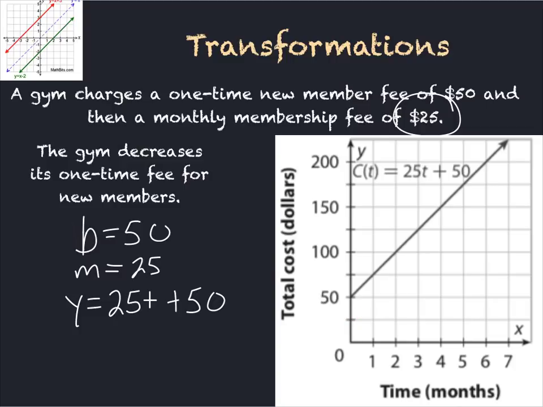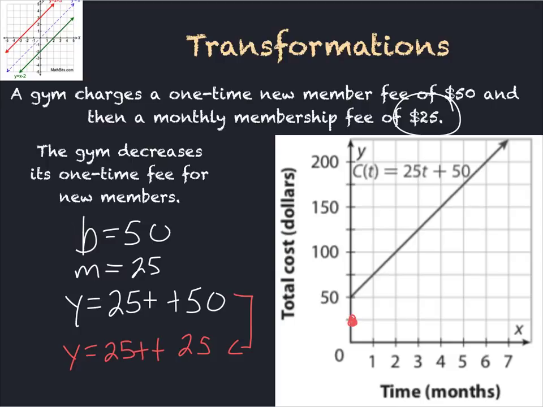Well, what are we doing when we decrease our membership fee to $25? We are decreasing the y-intercept. We are subtracting 25 from the y-intercept. So what do you think is going to happen to this line? Hopefully you were able to answer that question. What's going to happen to this line is it's going to shift down by 25. It's going to shift down.